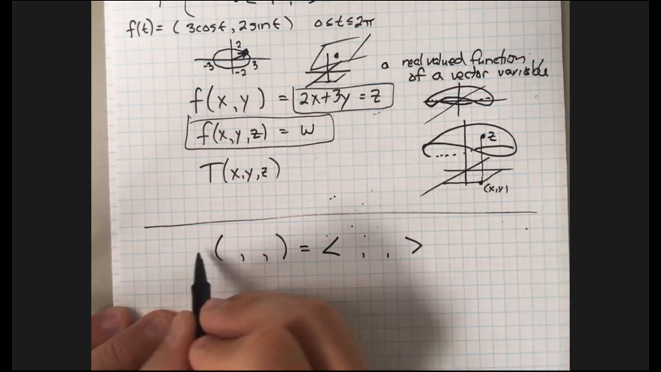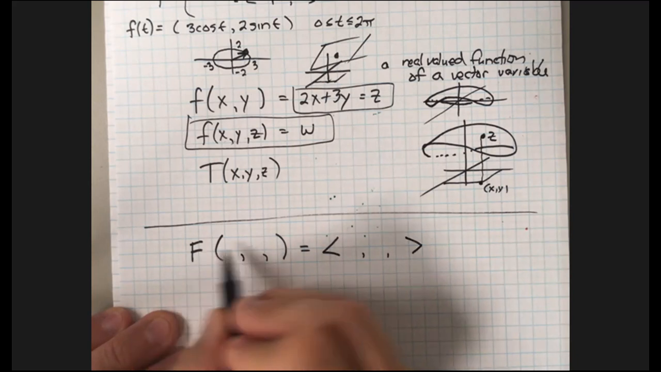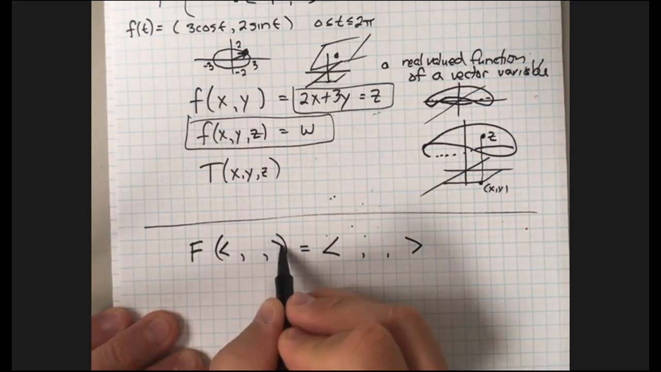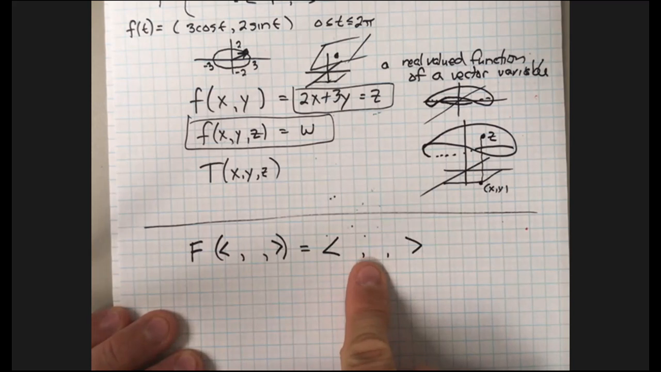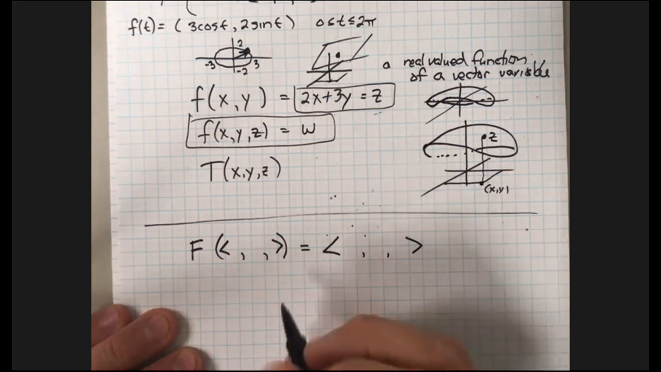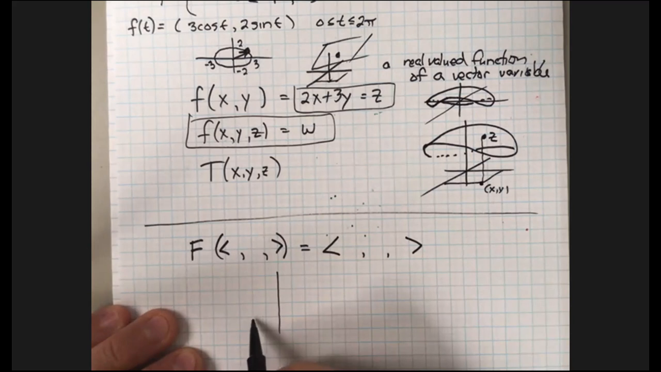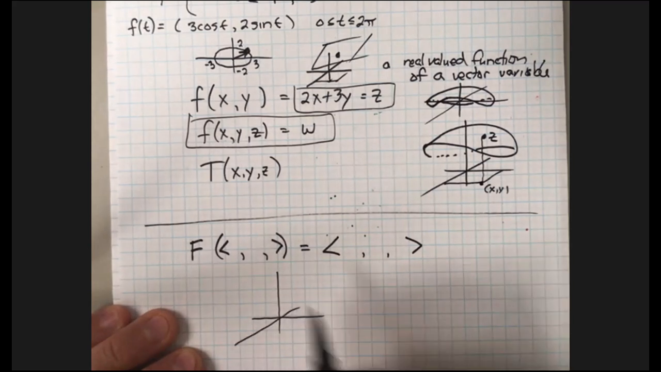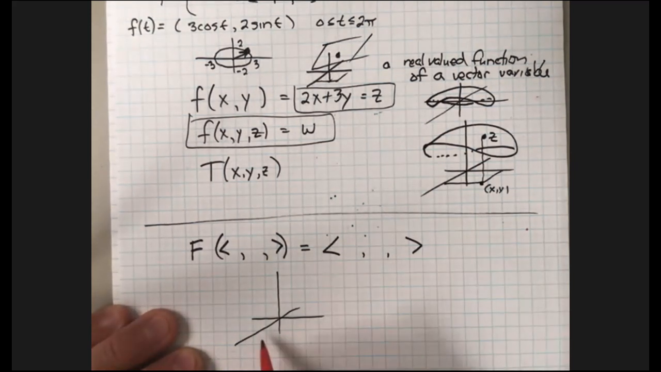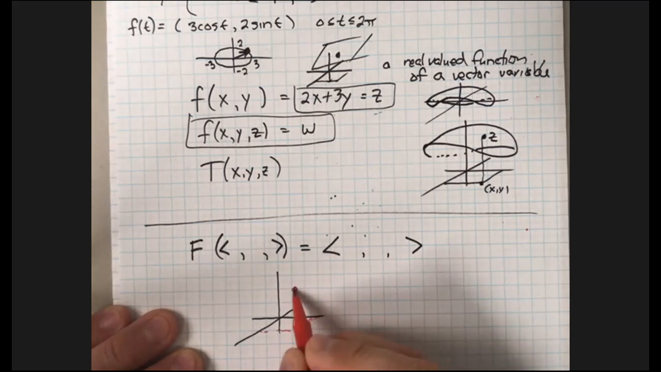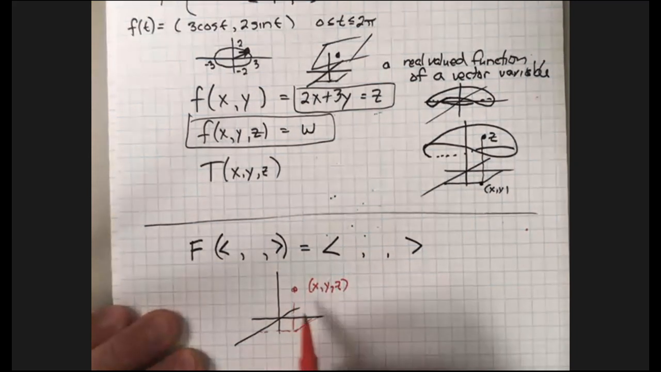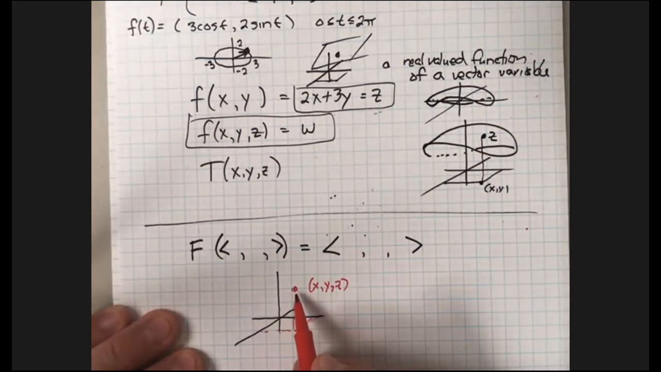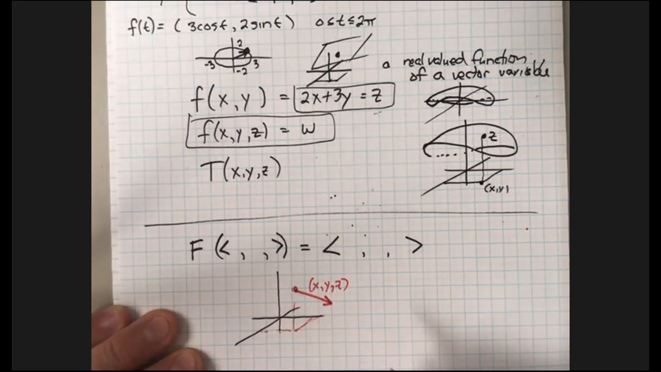Could I create a function that eats vectors and produces vectors? That would be exciting. Now, I can think of the input as a vector or a position. So I could think of this input as a position in space. Let's call it X, Y, and Z. And what would a vector output look like? A vector output must be an arrow, a vector, right?